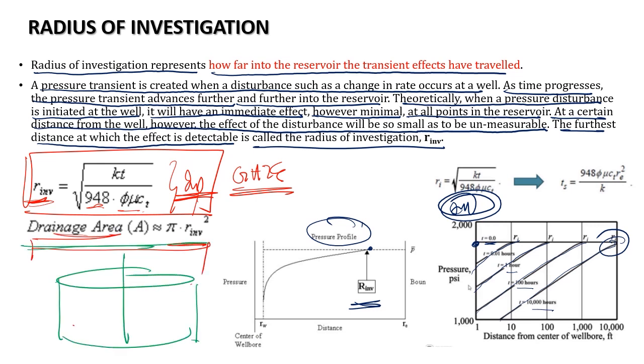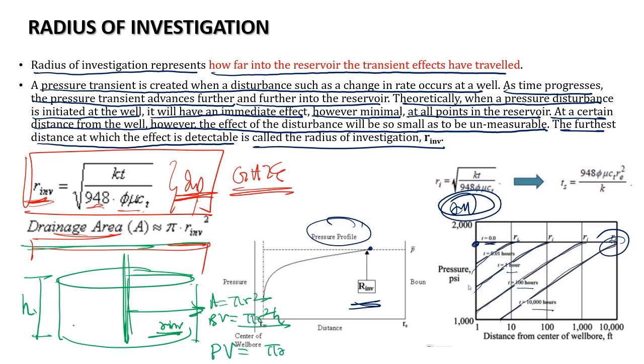Let this be my wellbore, and let this be the distance of radius of investigation, r_i. Now if I am told to find the drainage area, my drainage area will be pi r square, obviously. If I am told to find the volume of the reservoir, with thickness h, the bulk volume will be pi r square h. If I am told to find my pore volume, it will be pi r square h into the porosity. So this is how you calculate pore volume by using the radius of investigation.